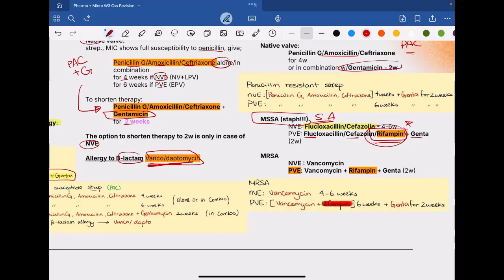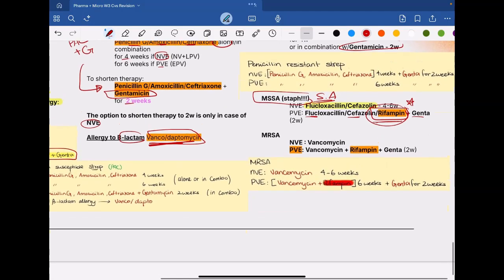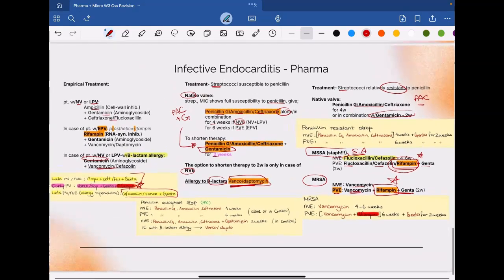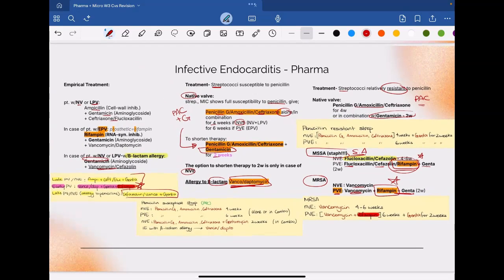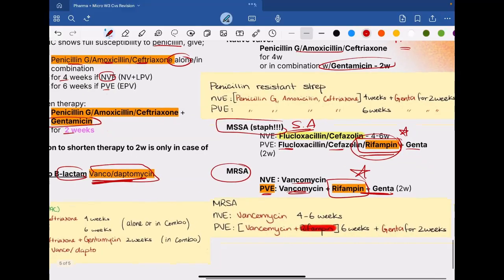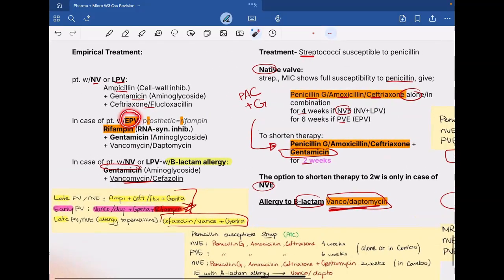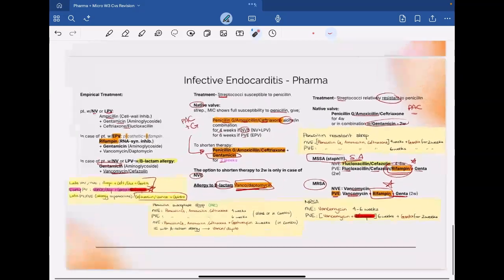Rifampin is very important. You have to know when to give it, okay? For MRSA, you have native valve endocarditis or prosthetic valve endocarditis. For native valve, you just give them vancomycin. For prosthetic valve, give them vancomycin and rifampin plus genta. Rifampin, we remember it as prosthetic valve. So we think of prosthetic valve for MSSA or MRSA, or as empirical treatment in case of a patient with early prosthetic valve infective endocarditis.